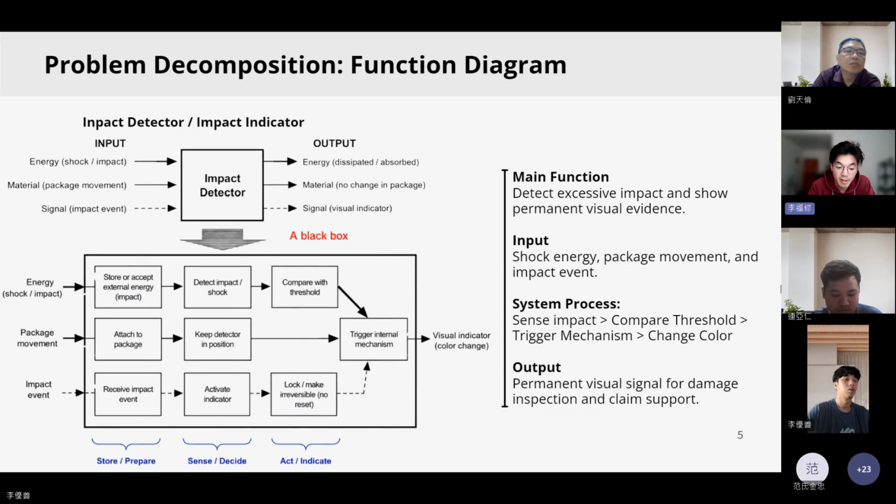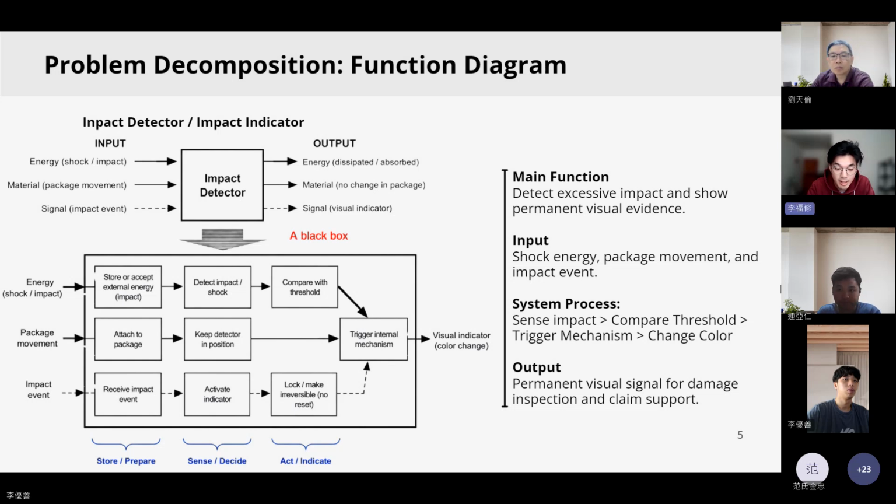For our function diagram, this slide shows the basic functions of our impact detector. The main function is to detect strong impact and show permanent visual evidence. There are 3 inputs: the shock energy, the package movement, and the impact event. Shock energy happens when the package is dropped or hit. Package movement means the detector moves together with the package. The impact event means the movement when the package receives a strong force.